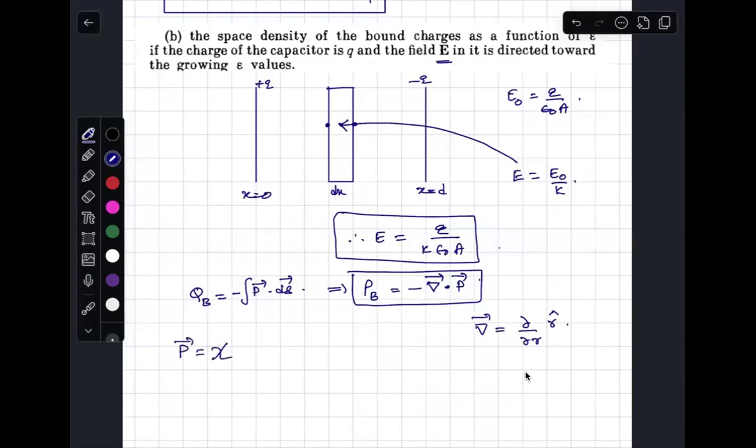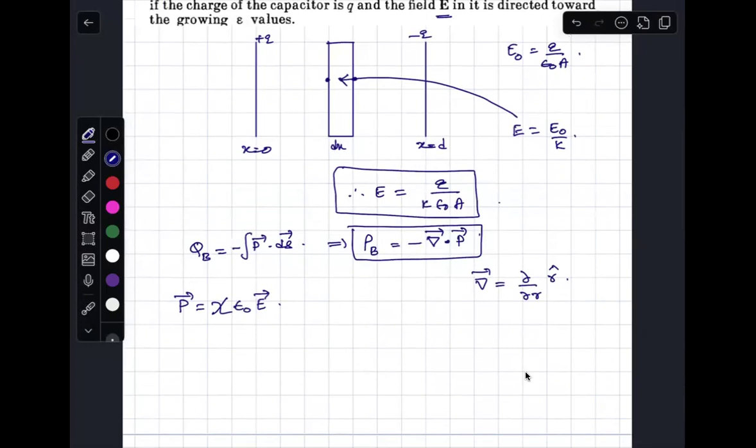P bar is susceptibility times epsilon naught times E bar. Why have I derived all those expressions, tell me? Just to keep safe in my notes. Next, now rho B is minus del bar dot susceptibility epsilon naught E bar. Till this point, any doubt? Please ask, don't hesitate. Boys and girls, if you have any doubt, ask me at this point itself.